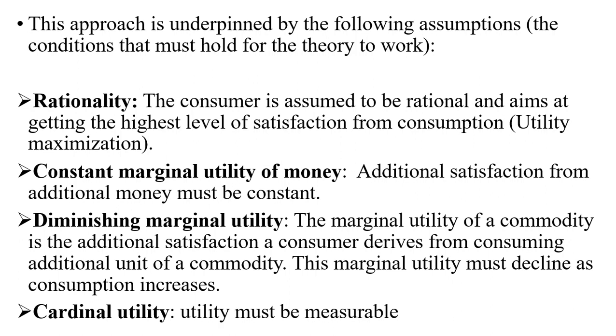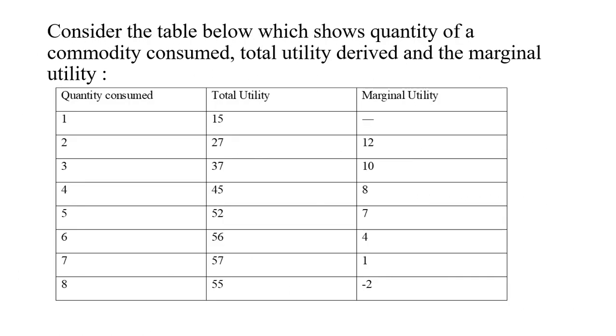So let's consider this table here. The first column looks at the quantity of a particular good consumed. Then column 2 looks at total utility derived. Then the third column looks at the marginal utility. If the consumer consumes only 1 unit of the commodity, the total utility he derives is 15.